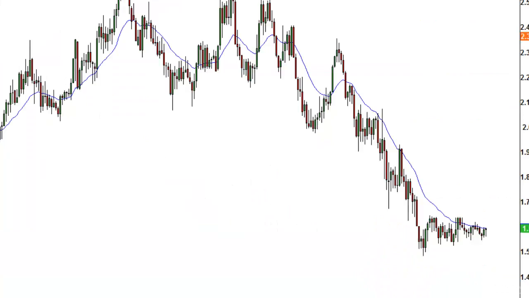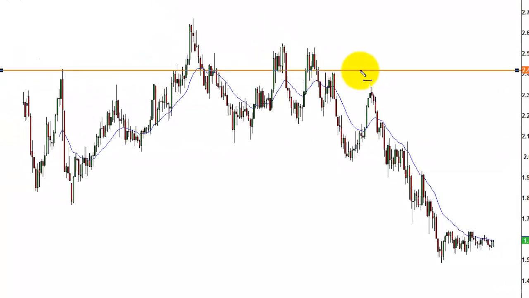So let's take a look actually on the charts. We've got pound CAD on the monthly, and let's have a look to see if we can identify these horizontal levels of support and resistance. You can see we've got a level just here.